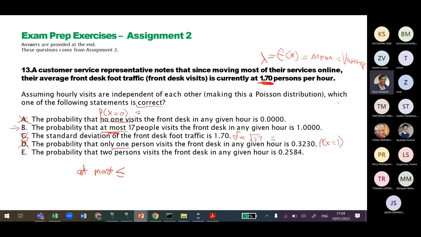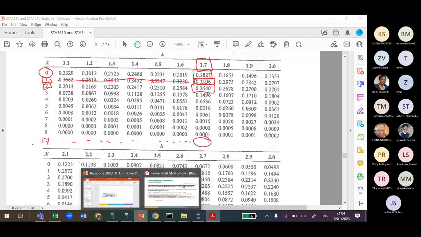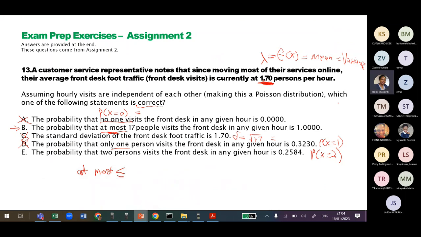The probability that 2 persons visit, so we're looking for the probability that X equals 2. Where X equals 2, the answer is 0.2640. So that is incorrect.